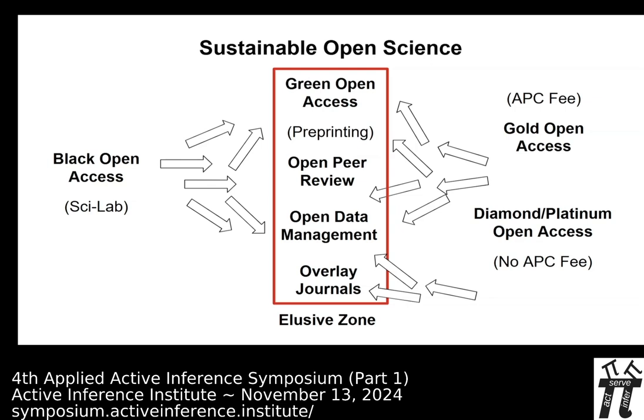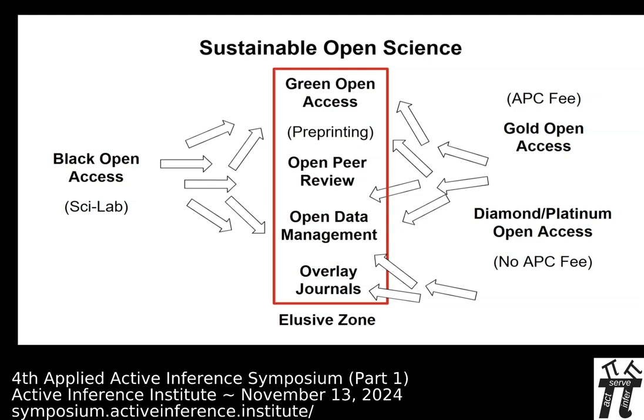I have a couple of categories here to the left and to the right, which are suboptimal areas. Where we want to go is this elusive zone in the red box. The elusive zone in the red box is the set of tools that would allow us to do sustainable open science and open access. The stuff to the left and the right are things that we do now that are suboptimal. We start with the suboptimal and we talk about black open access, which is a fancy word for piracy or informal sharing.